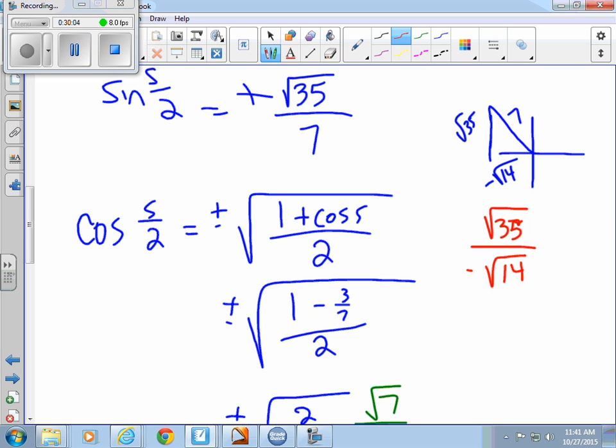Since these are both under a radical, can't I reduce them? 35 and 14, do they have anything in common that I could go ahead and divide out? 7. So that would reduce to square root of 5 over negative square root of 2. Which, when you rationalize, you get radical 10 over 2.